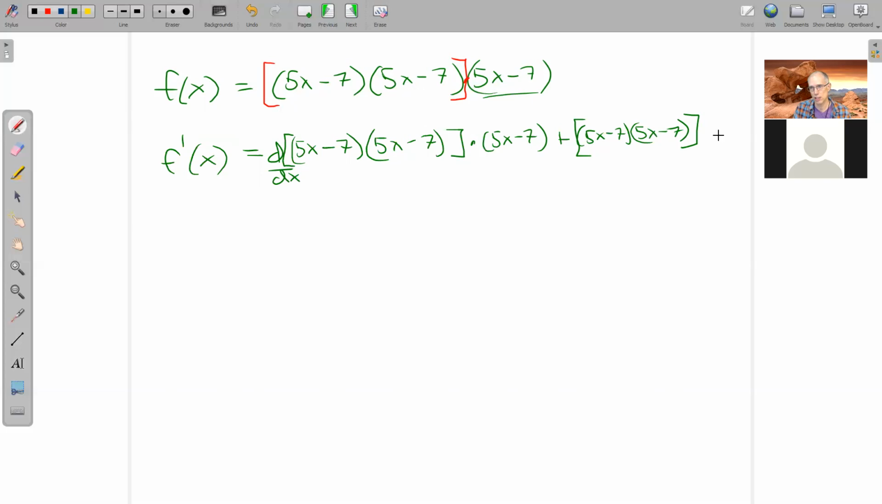Well, that I can do easy. That's just 5. Now I got to deal with this part right here. What's the derivative of that right there? And then we'll tack the rest of it on. Well, if I apply the product rule to just that part, that says take the derivative of the first function. Well, that's just 5. Multiply by the second function, 5x minus 7. And then add that to the first function left alone. Well, that's just 5x minus 7 times the derivative of the second function, which is just 5.